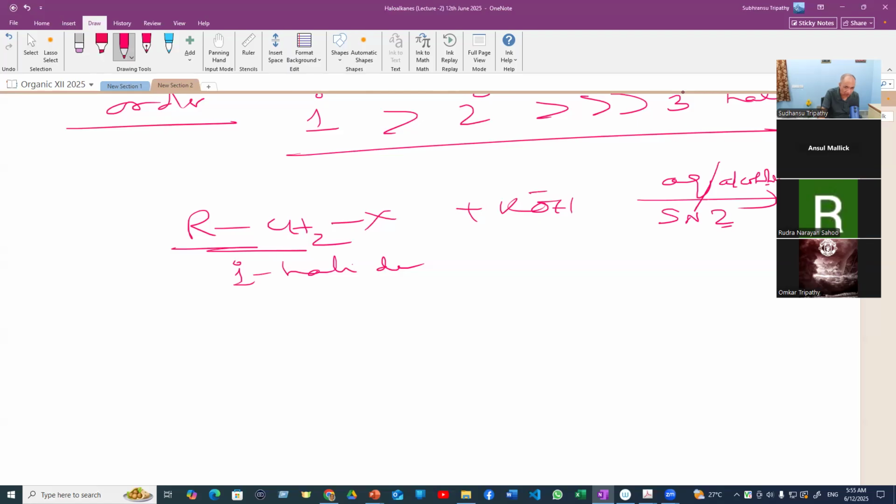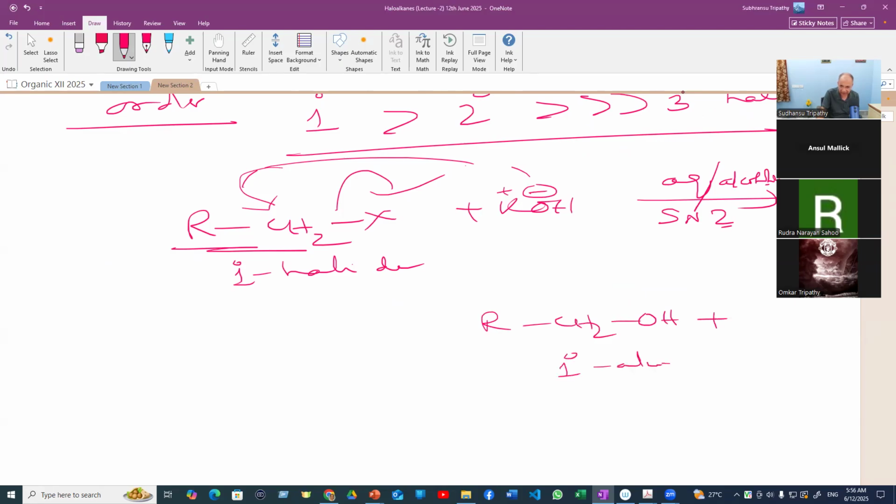In a one step process, OH minus will come here from the back side and this will go. So you get alcohol, 1 degree alcohol, and KX. So OH minus is the real nucleophile, and the real leaving group is the X minus.